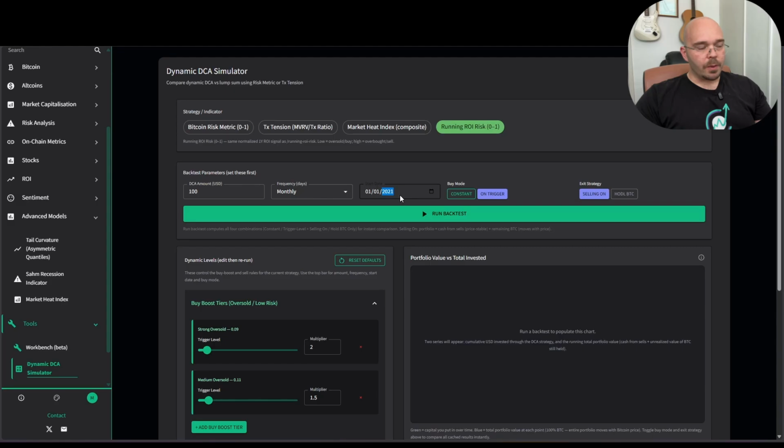Let's go to 2021 quickly and just show if we go in from a top, which was in, when was it? August? No, not August, April, wasn't it? Yeah, probably.